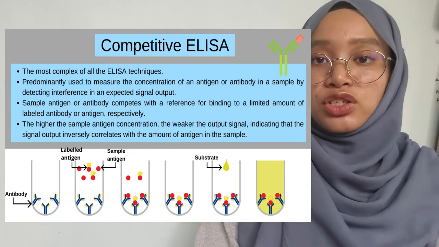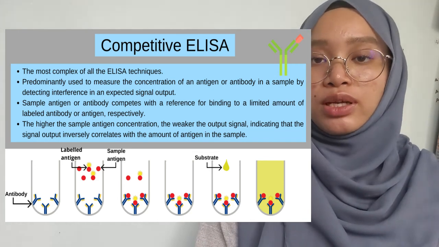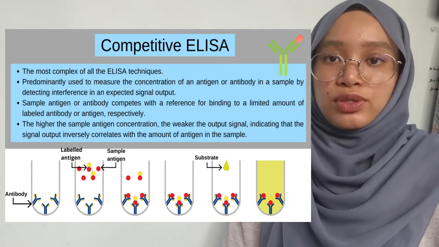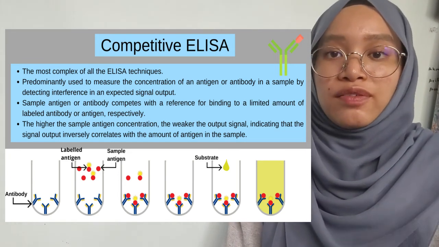Essentially, the sample antigen or antibody competes with a reference for binding to a limited amount of labeled antibody or antigen respectively. The higher the sample antigen concentration, the weaker the output signal, indicating that the signal output is inversely correlated with the amount of antigen in the sample.